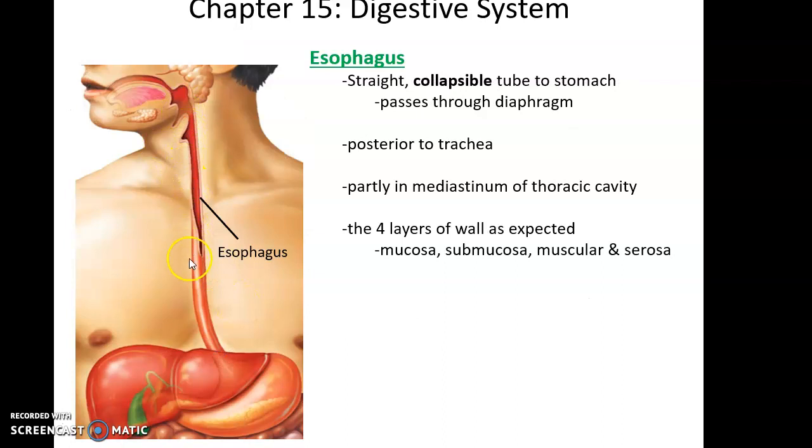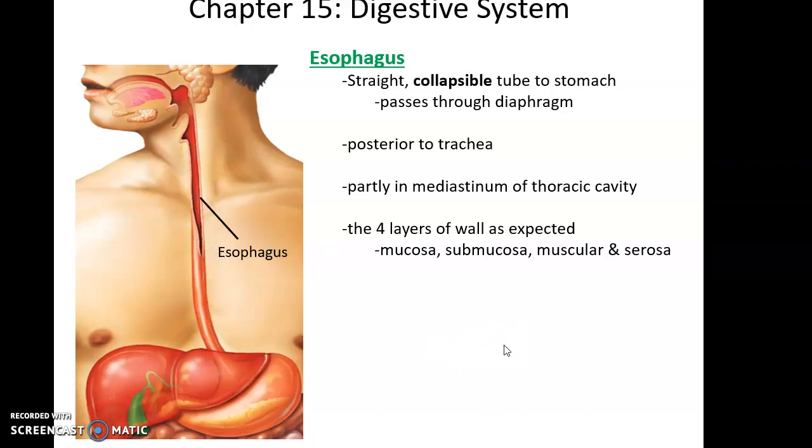The esophagus, as we can see, is a straight collapsible tube that leads to the stomach. The esophagus will pass through the diaphragm in order to reach the stomach, since the stomach is in the abdominal cavity. The esophagus is posterior to or behind the trachea. It also goes behind the heart. The esophagus has part of its structure within the mediastinum of the thoracic cavity.